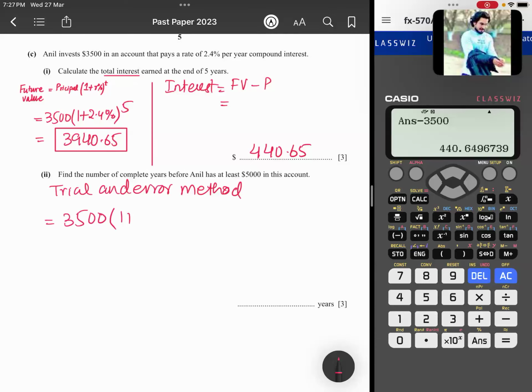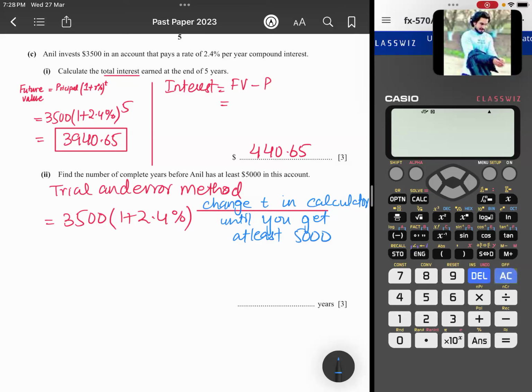So you have this thing: 35,000 bracket 1 plus 2.4% power, in place of t. Change t in the calculator until you get at least 5,000. So let's plot it. So 35,000, bracket 1 plus 2.4 percentage, bracket close, power.